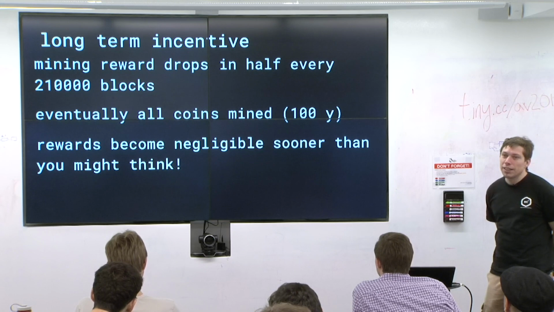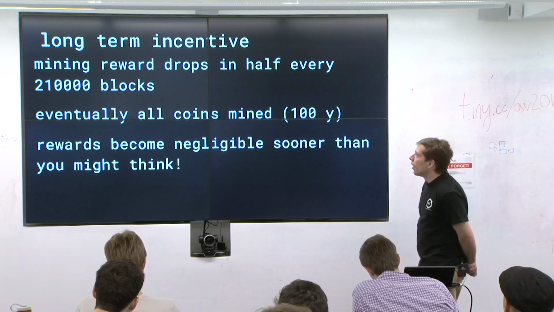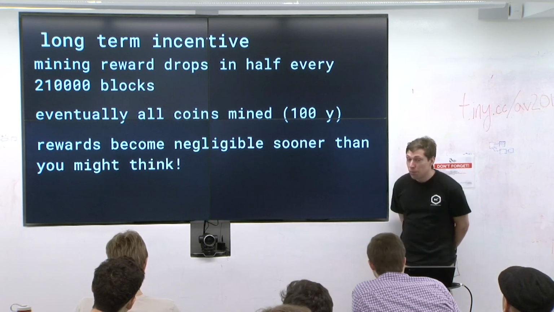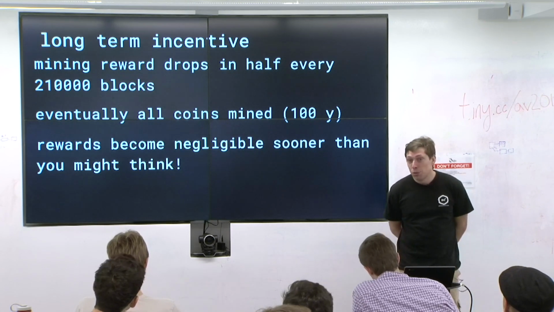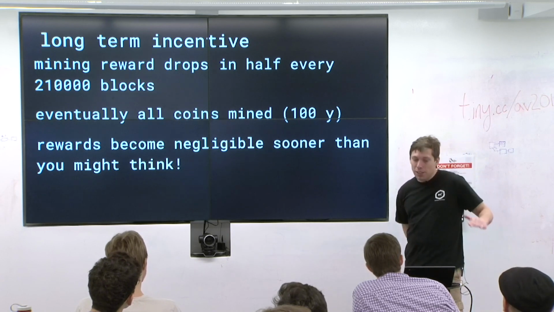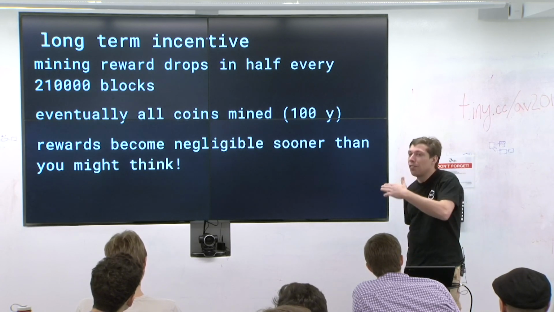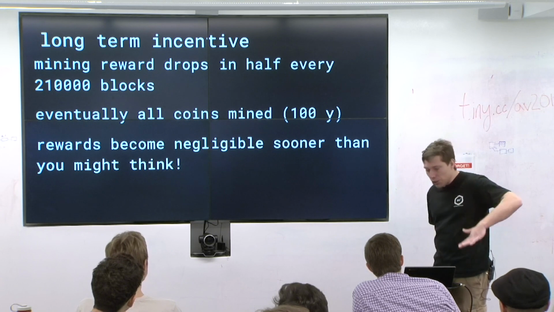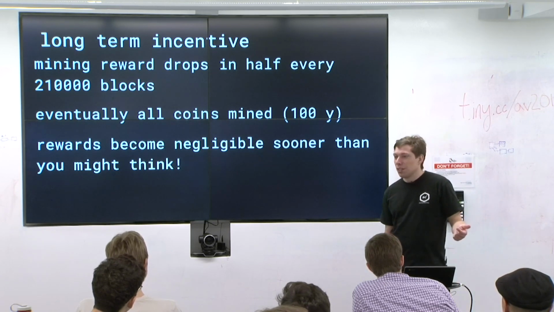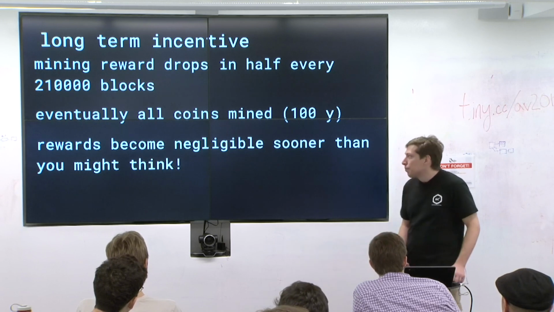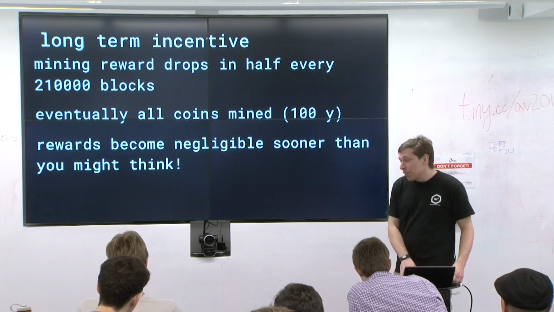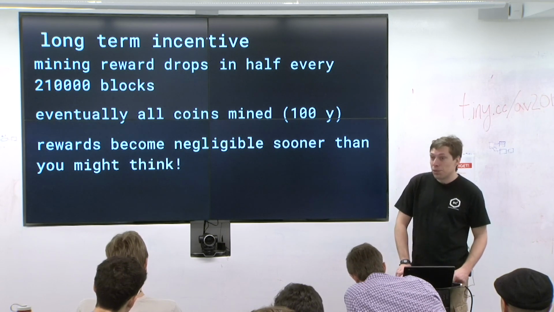So everyone's like, I'll be dead, I'll be gone, you'll be gone. But actually, the rewards become negligible a lot sooner than you think. In 20 years, there's way less than a coin in rewards, right? Because it keeps getting chopped in half every 4 years. So there's this sort of long tail where you've got like 50 years of a couple satoshis per block, but it's negligible, right? So the rewards going to near zero actually happens definitely within our lifetimes, pretty soon.